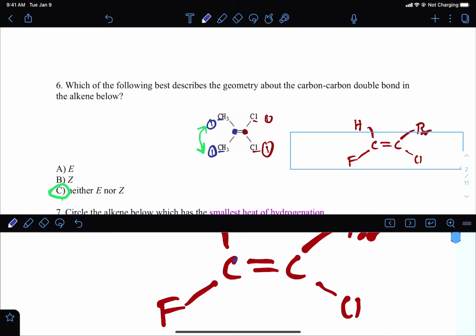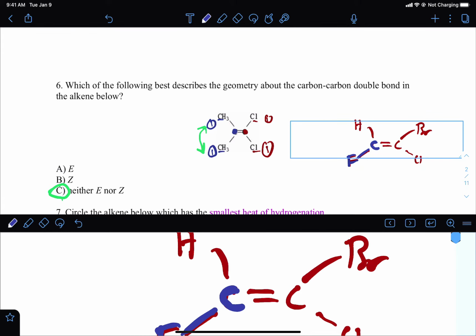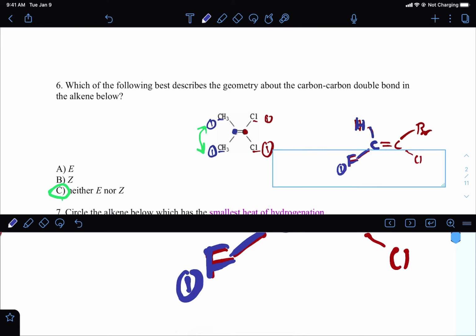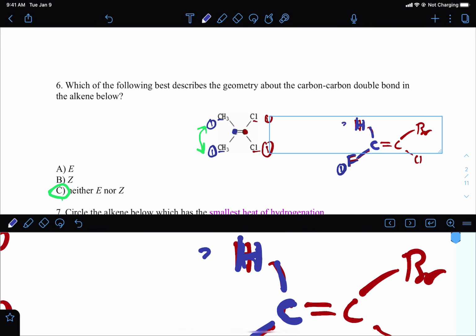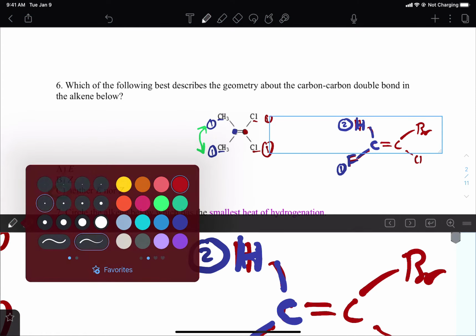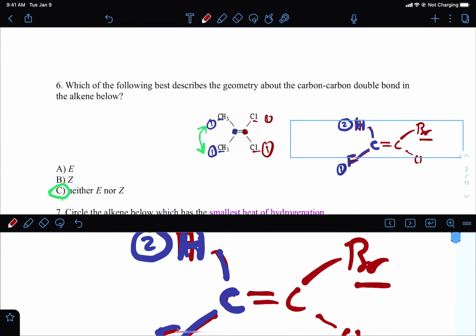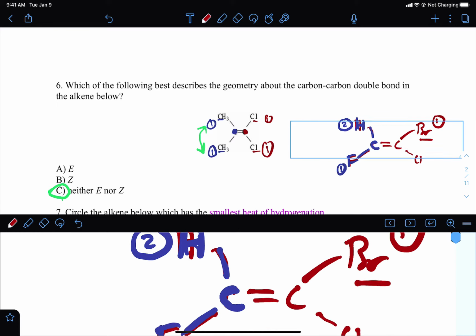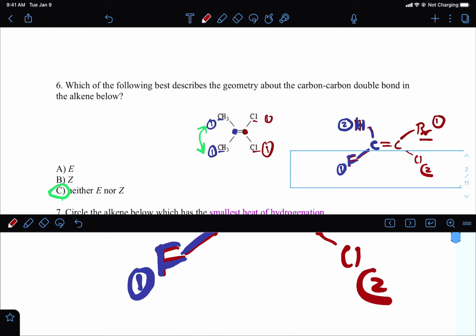So again, we're going to rank these. On the left side, on the blue side here, which is higher priority? Well, the fluorine is heavier than the H. So we're going to rank the fluorine as 1 and the H as 2. On the red side, the bromine is higher molecular weight or atomic weight than the chlorine. That's a 1 and the chlorine's a 2.